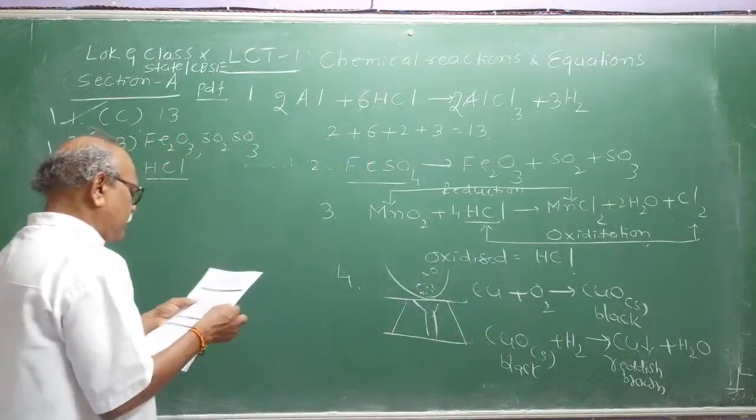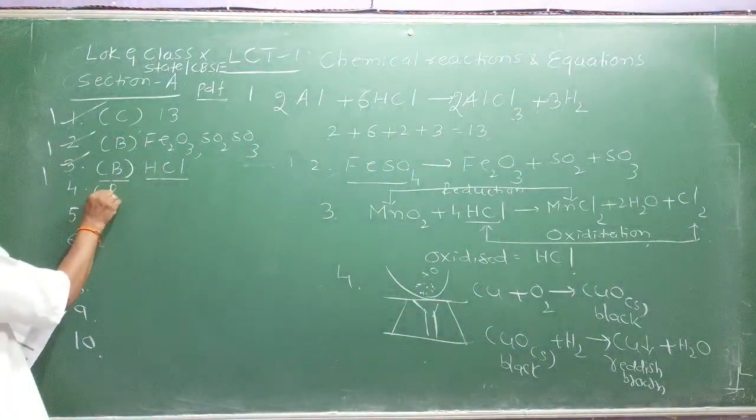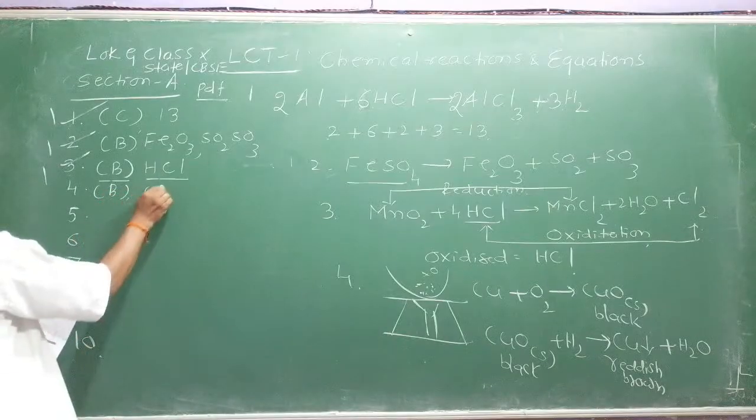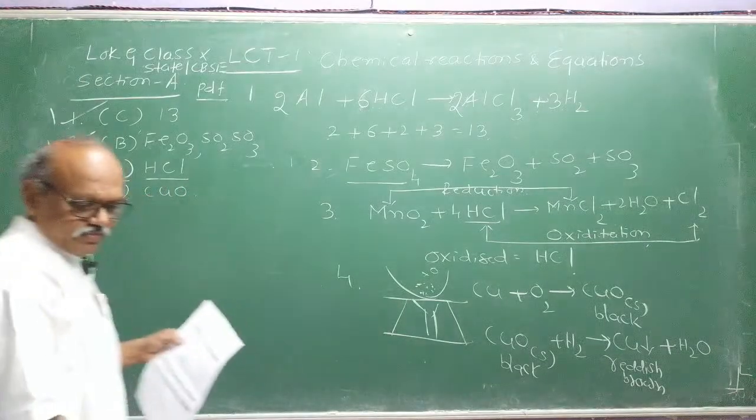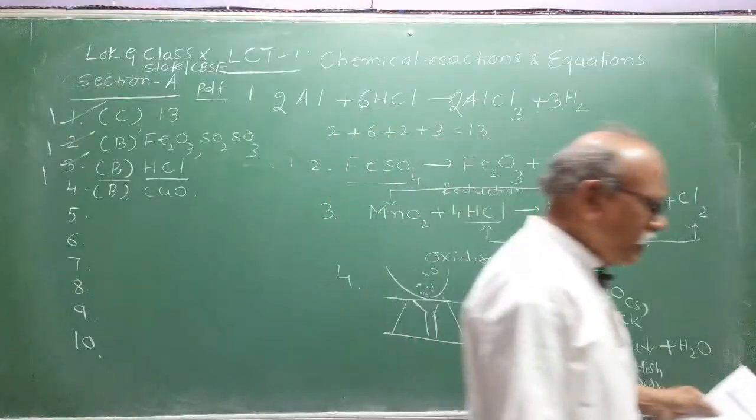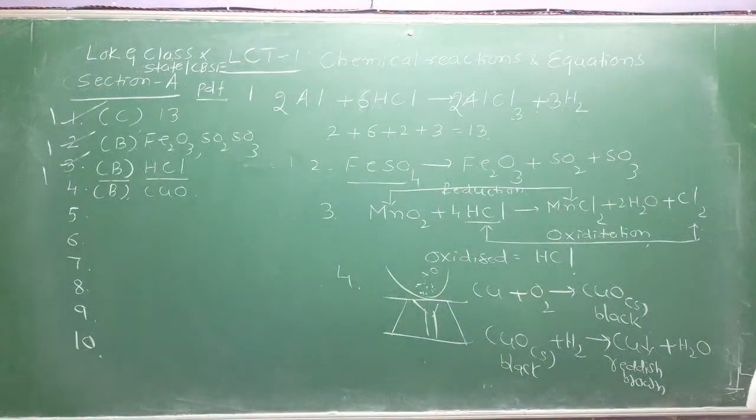Therefore, the black colored substance is cupric oxide. Fourth one, B, is cupric oxide. The correct answer is cupric oxide. Write the correct answer: cupric oxide.